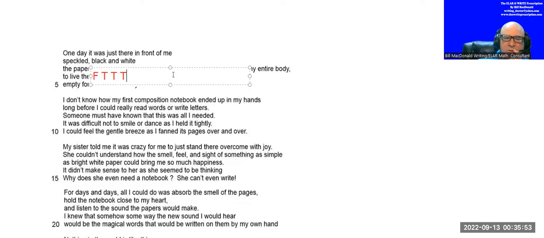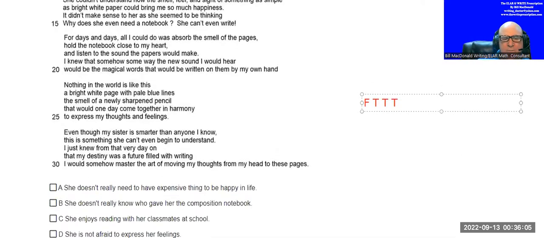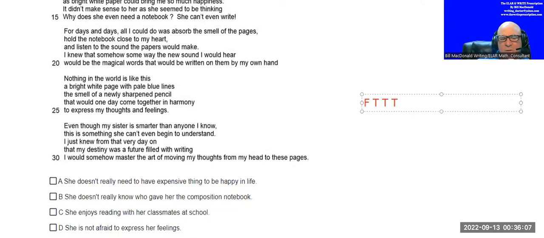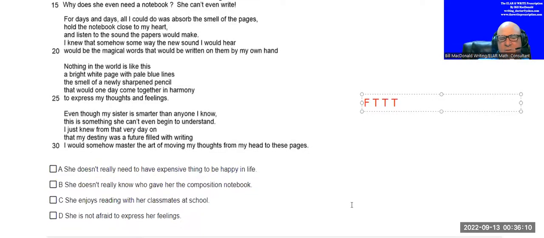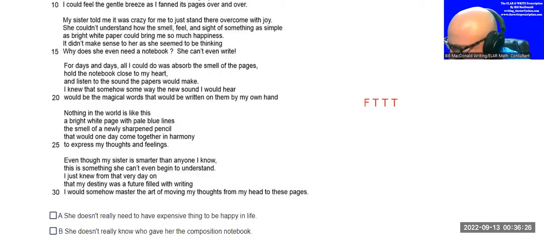So I'll move this out of the way, hopefully. Do that, yes. And let's see what our choices are. She doesn't really need to have expensive things to be happy in life. Oh, I thought I fixed that, but I forgot to publish the final response. So when you see this question number 6, I'll make sure I write it down before I forget. I'll circle it on my folder, make that minor change so you won't see that mistake.